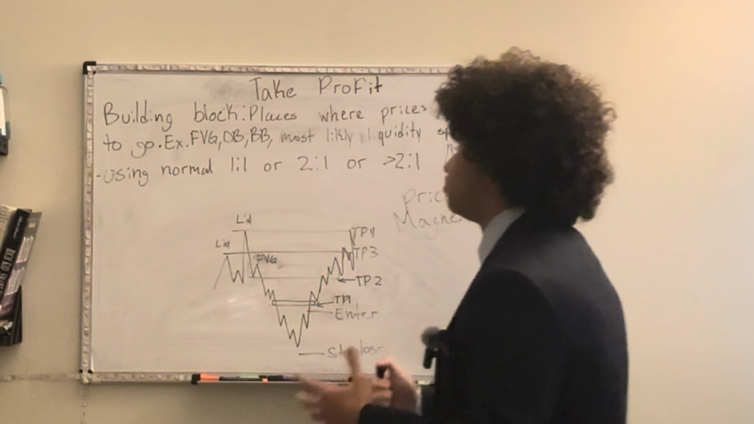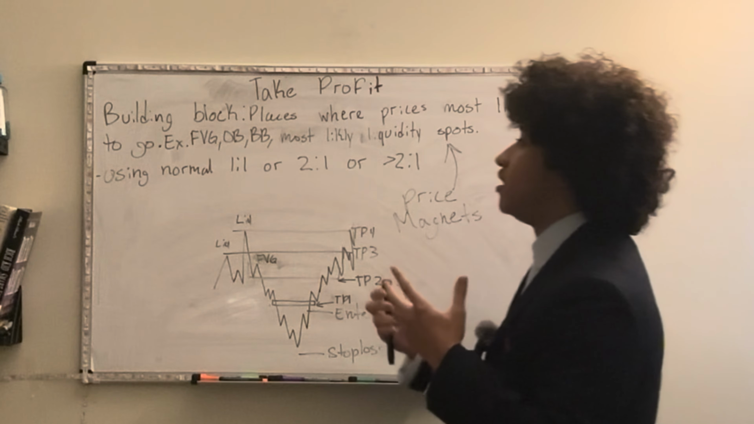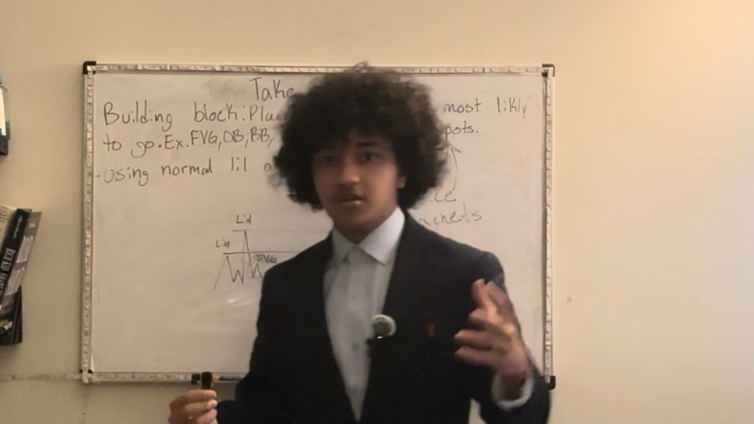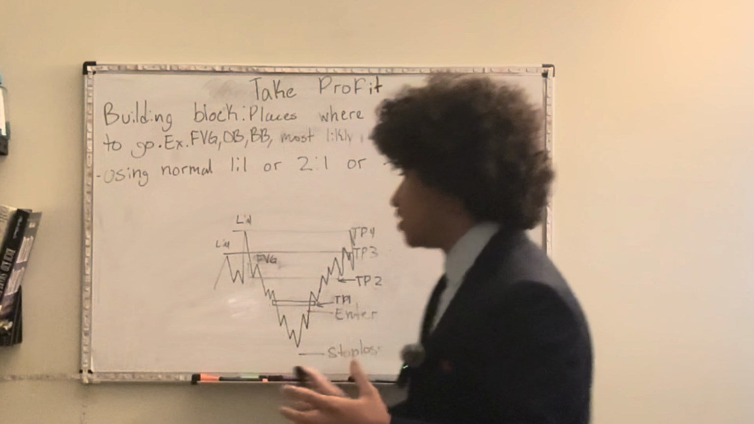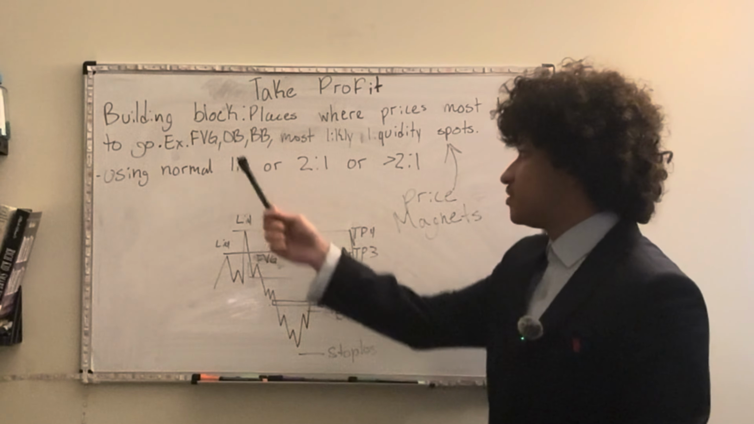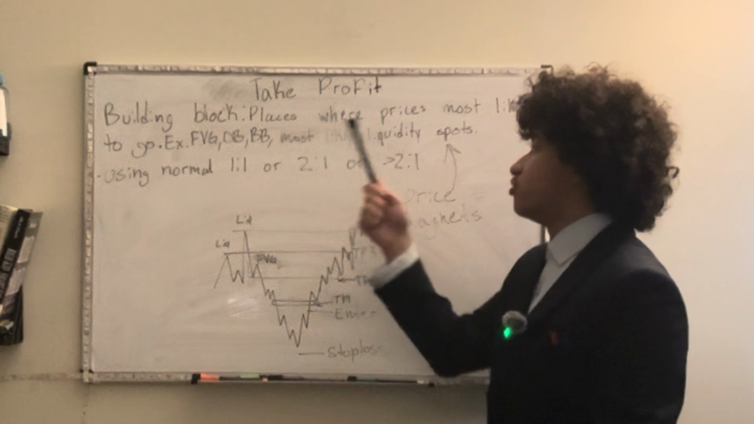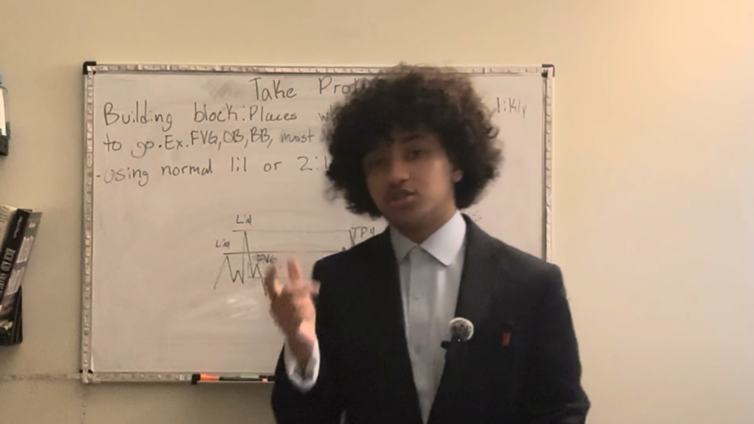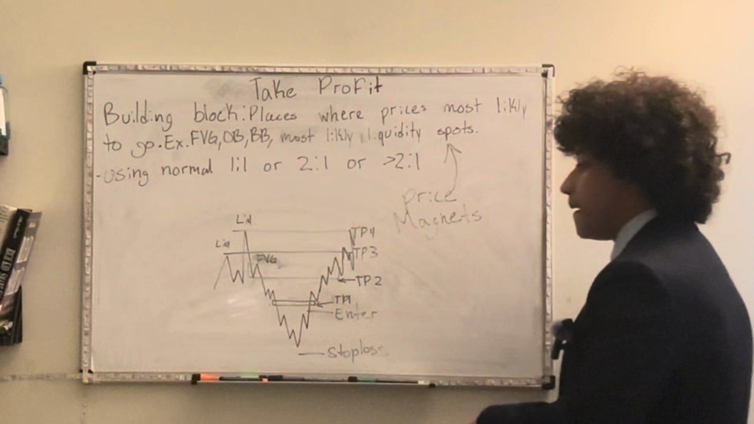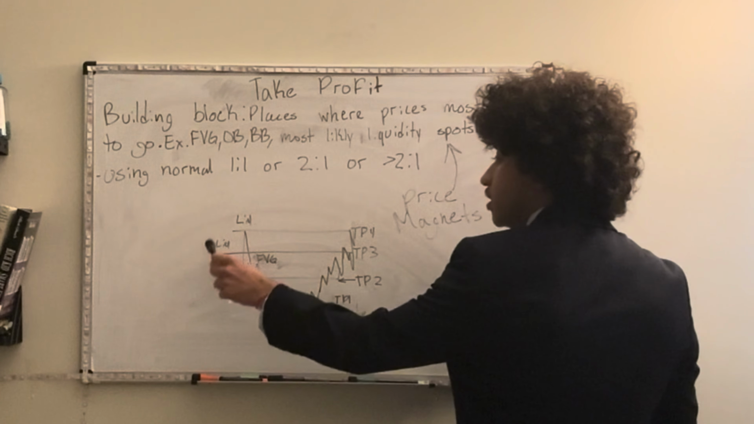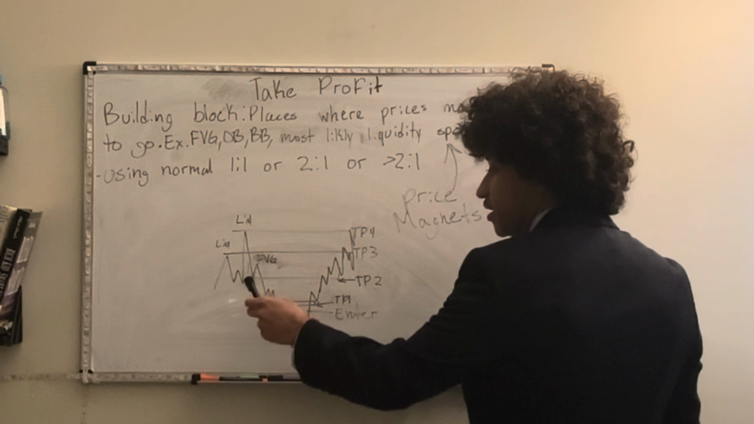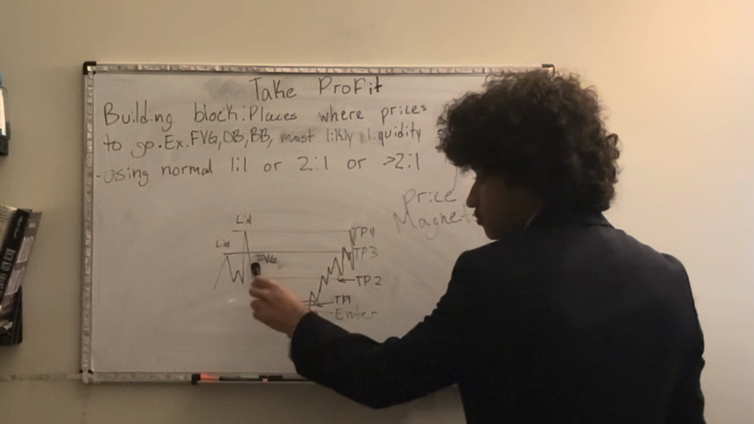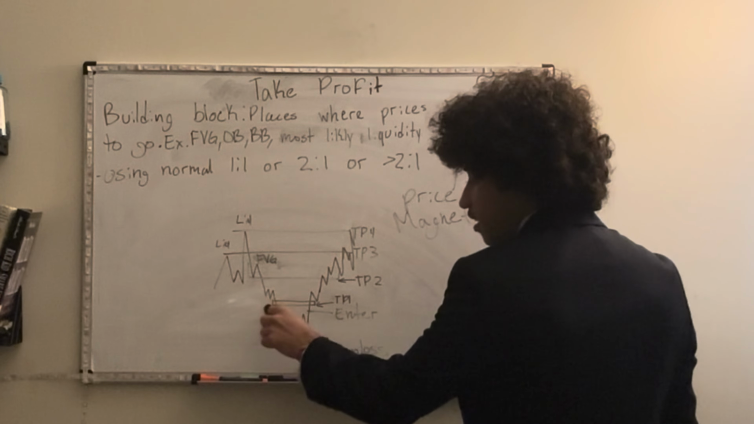These are places where price is most likely going to go. You enter a trade, and it's most likely going to go into fair value gaps, order blocks, breaker blocks, and most likely liquidity spots. So right here I'll show this on the charts as well. We have a liquidity spot here, a fair value gap here, and another fair value gap.